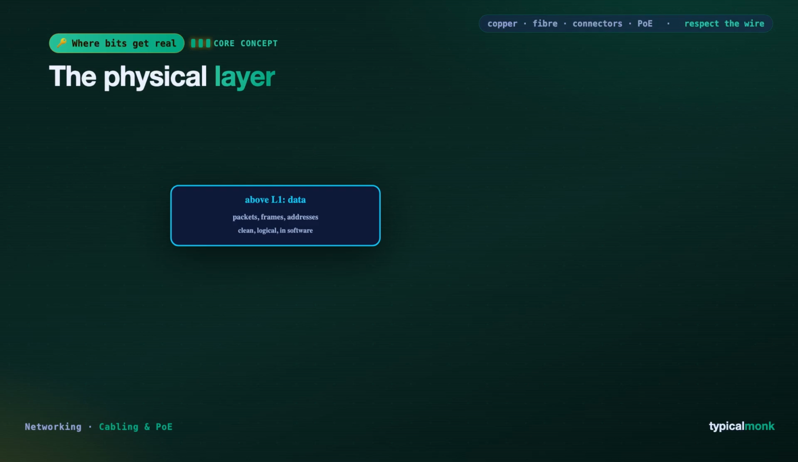Let us begin. Let us anchor on what the physical layer actually does, because it is the one place in networking where the abstract becomes real. Everywhere above layer 1, we deal in data: packets, frames, addresses, all of it information. Concepts we move around in software. It is clean and logical, but none of that can travel through thin air on its own. At some point, information has to become a physical thing that moves.